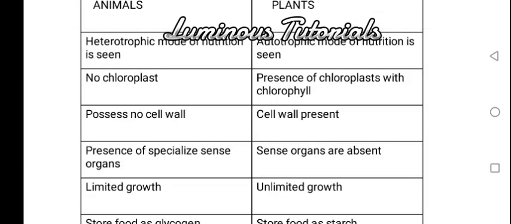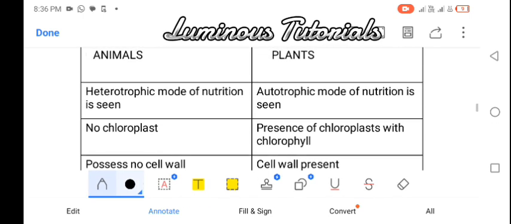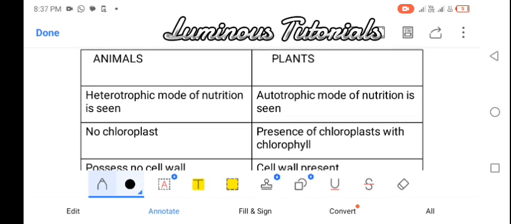The next we'll talk about now is the differences between plants and animals. The first thing you must know is that animals are generally heterotrophic in nature. I explained that earlier, in the sense that they cannot manufacture their own food by themselves. So the mode of nutrition is heterotrophic mode of nutrition, and you call animals heterotrophs.